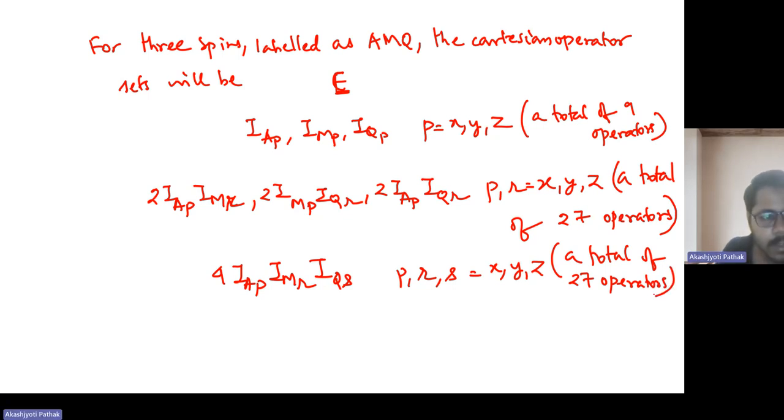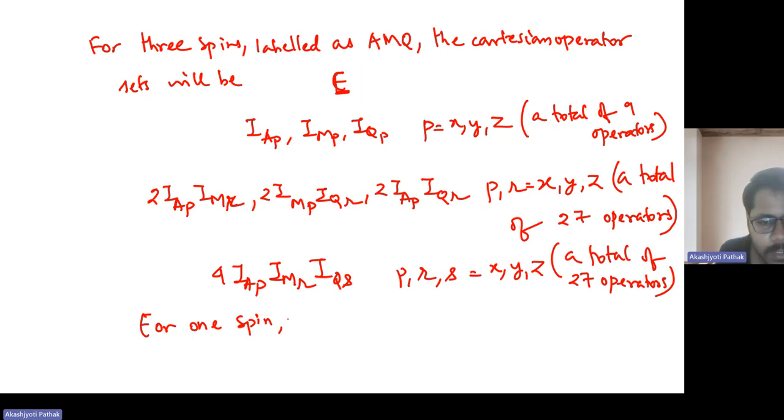Similar products can be written for other types of basis sets as well. The matrix representations for all these operators can be derived. It is not difficult, but it takes a bit of time. But once you do it, the concept becomes very easy.